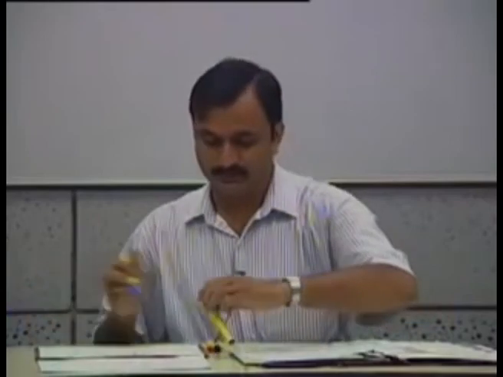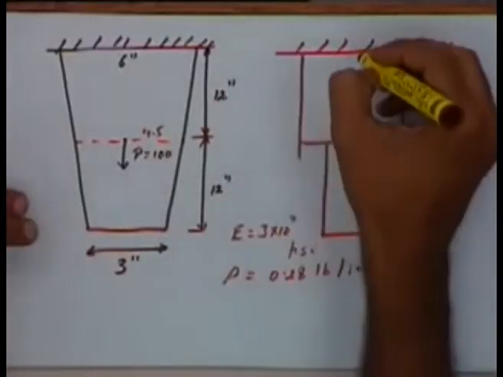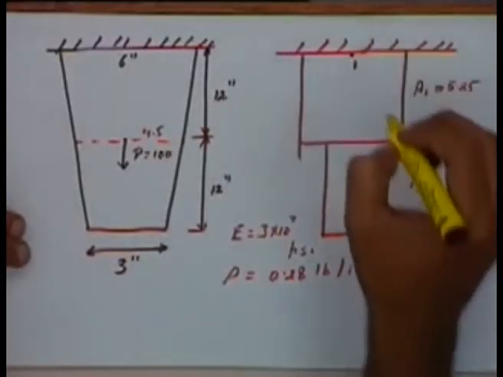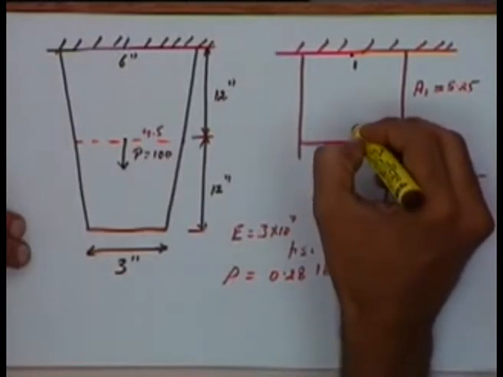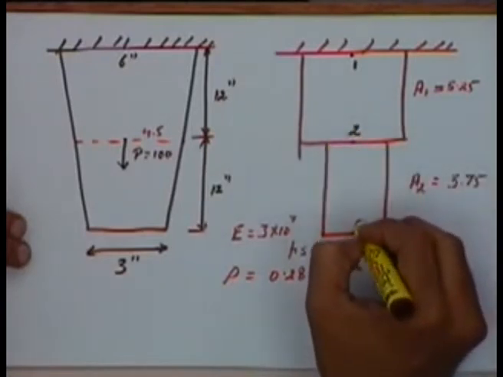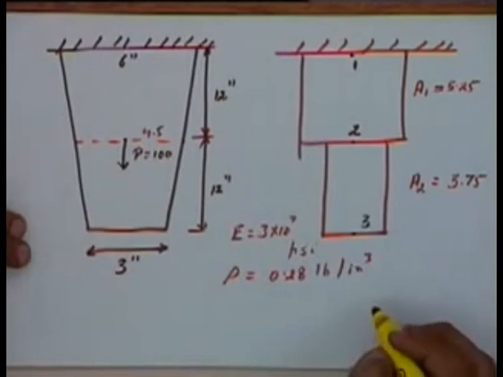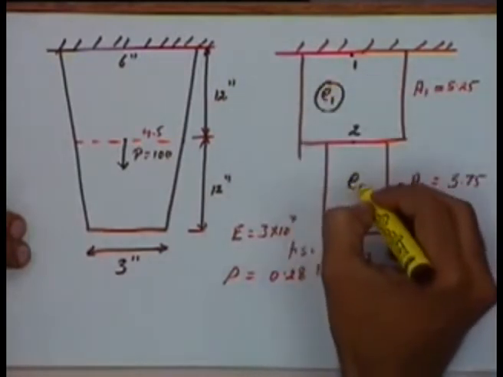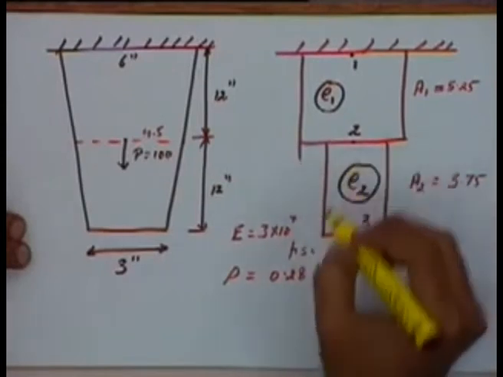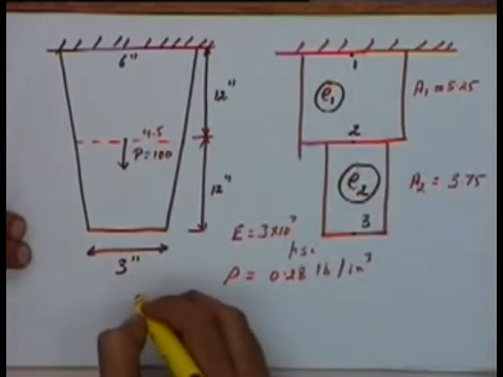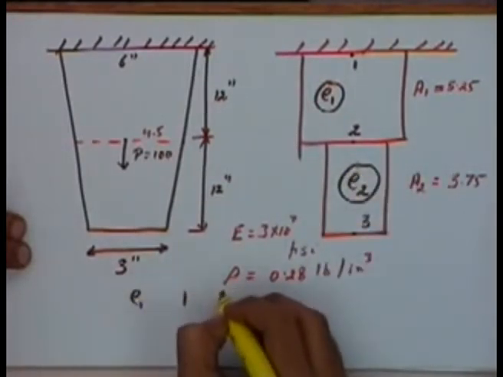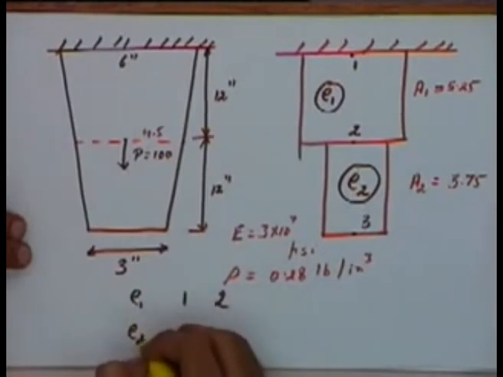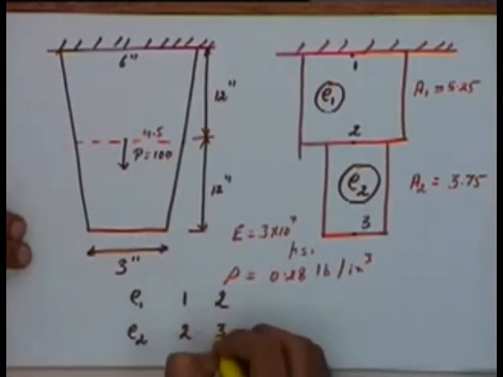I'll call this node number 1, this is my node number 2, and this is my node number 3. This is my element number 1 and this is my element number 2. So I have element 1 defined between nodes 1 and 2, element 2 is defined between nodes 2 and 3.